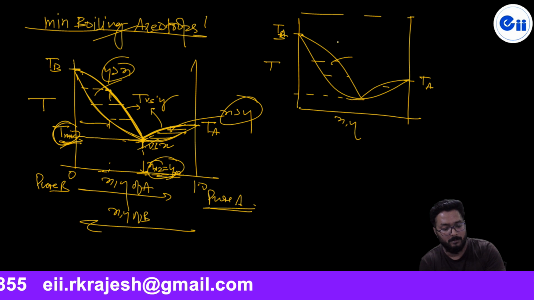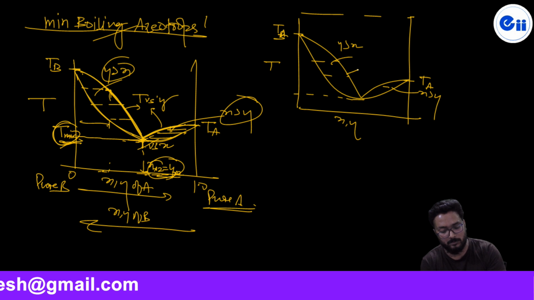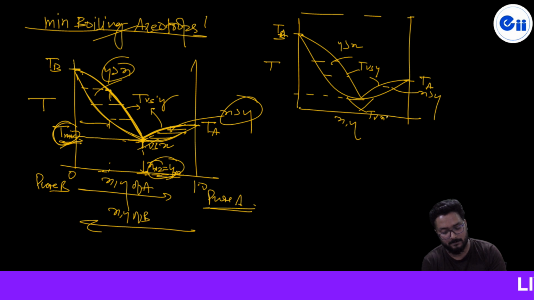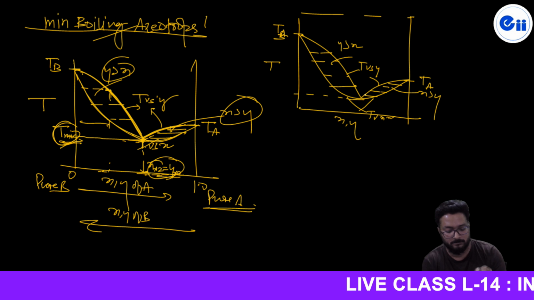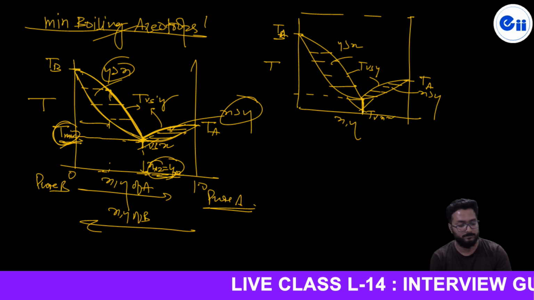Here y is more than x, here x is more than y. The upper curve is t versus y, and the lower curve is t versus x, and their tie lines. Listen, a very important thing is about the tie line. Here x equal to y, it is the azeotropic composition.